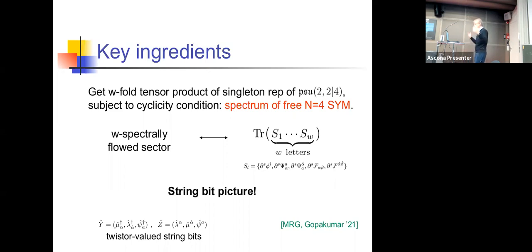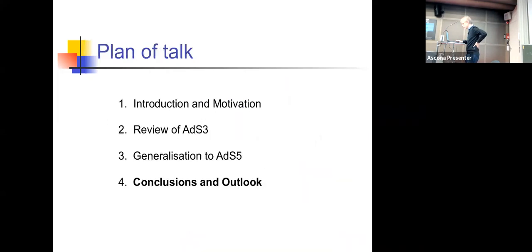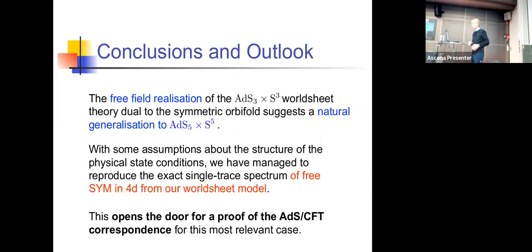So this looks like a twistor-valued string bit model for this string theory, and it's the natural generalization, in our opinion, of what demonstrably works for AdS3 x S3. So we believe that this is a very good candidate to be the worldsheet theory dual to free super Yang-Mills. I think I'm running a little short of time, so there's a way of systematically producing the spectrum, and I can answer questions if people want to know more details.